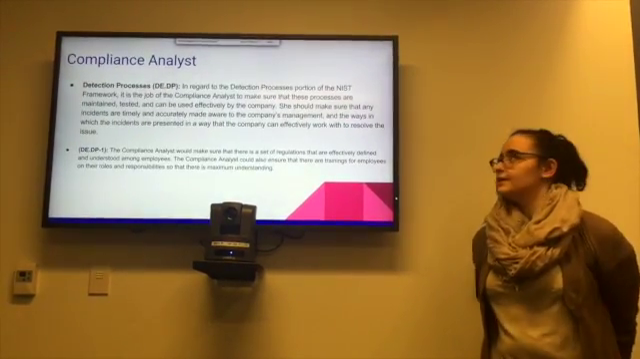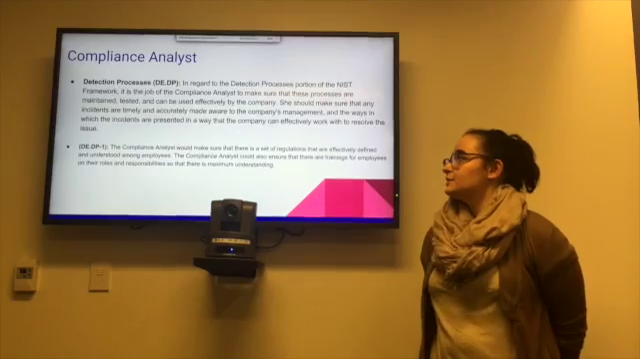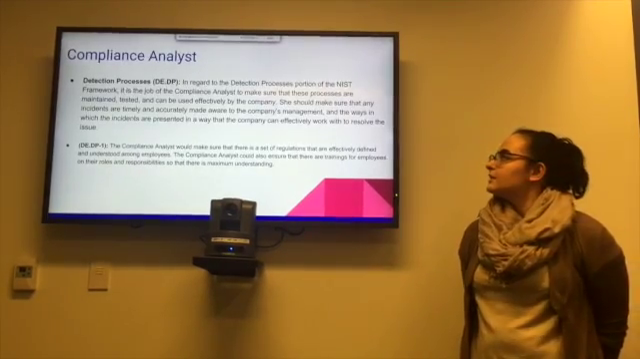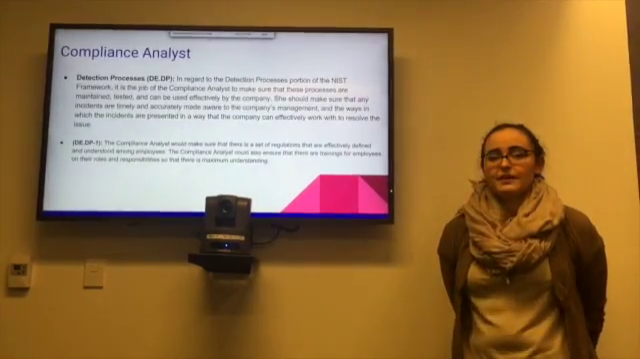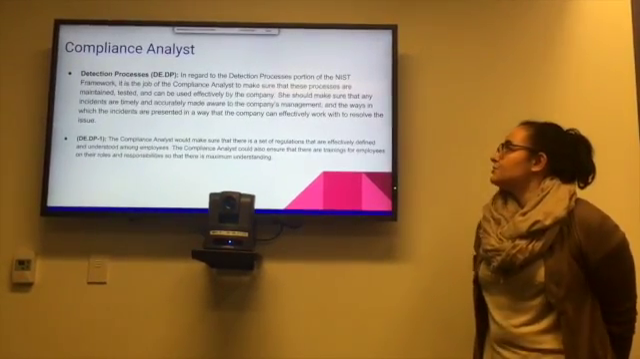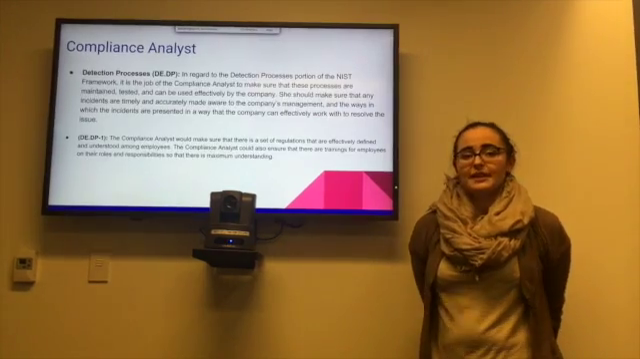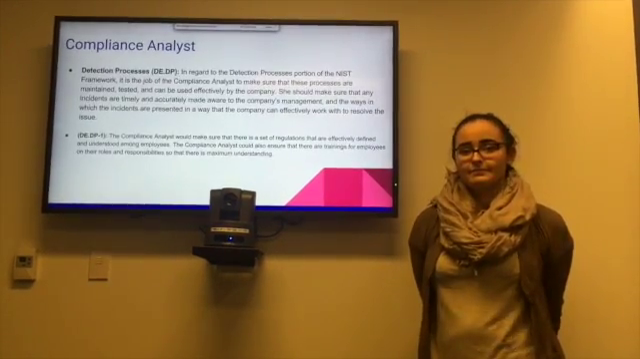Finally, for the compliance analyst, for the detection processes portion of the NIST framework, the compliance analyst should make sure that these processes are maintained, tested, and can be used effectively by the company. After this, she should make sure that any incidents are timely and accurately presented to the company.